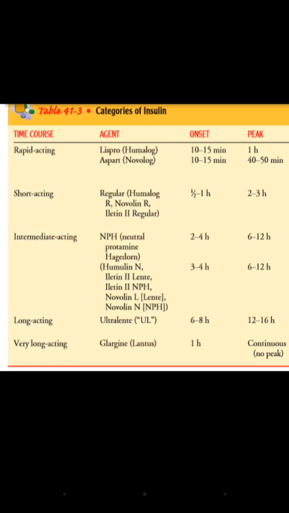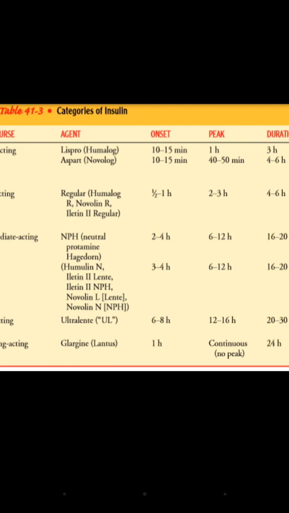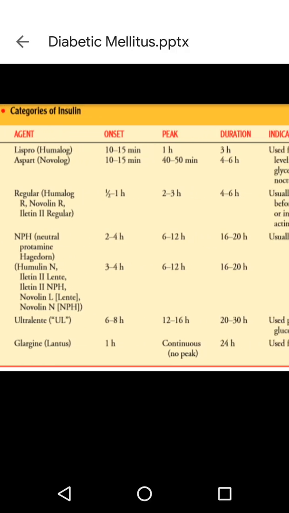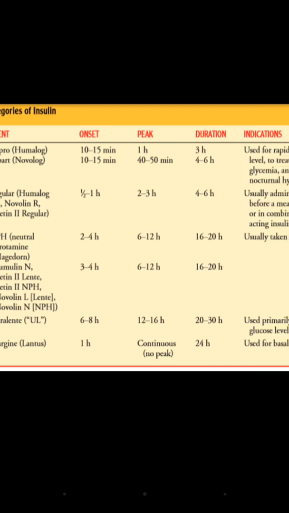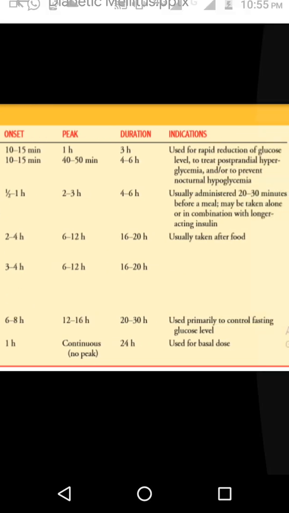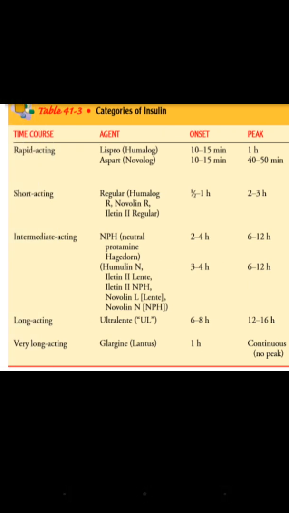Then intermediate acting. In the intermediate acting, NPH is there. NPH is neutral protamine Hagedorn, right? And also Novolin L, Novolin N. So this is generally used. The onset for the NPH is 2 to 4 hours. Humulin N, it is 3 to 4 hours. The peak for the NPH is 6 to 12 hours, similar for Humulin N. And duration for the NPH is 16 to 20 hours, and for Humulin N is also 16 to 20 hours. Intermediate acting is usually taken after the food, not before the food.